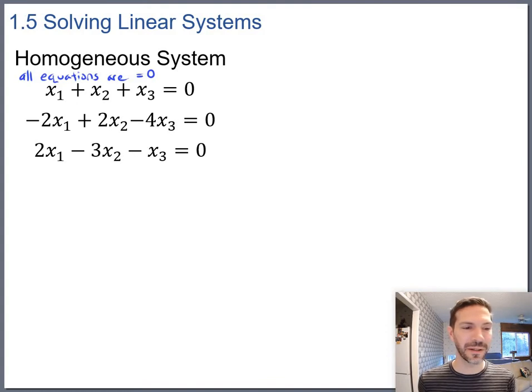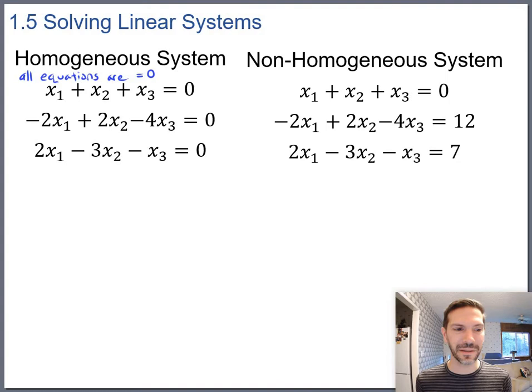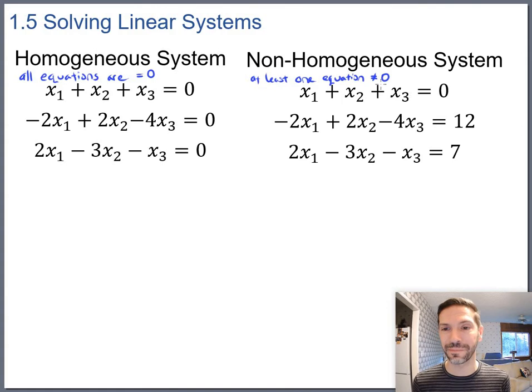And compare that to a non-homogeneous system like this, and the only difference is that at least one equation is not equal to 0. Notice it doesn't have to be all three not equal to 0. We still have one equation over here that is equal to 0, but non-homogeneous just means they're not all 0. So there's a little bit of vocab. Your book's going to use this pretty frequently throughout the rest of the quarter, so the more you can make it instinctive in your brain to say, oh, homogeneous system, that means all zeros, the better.